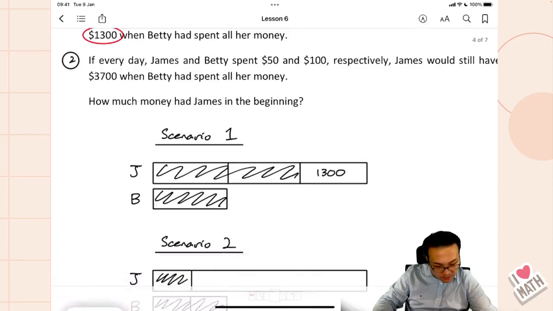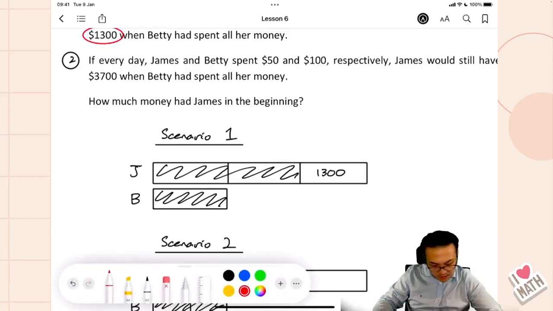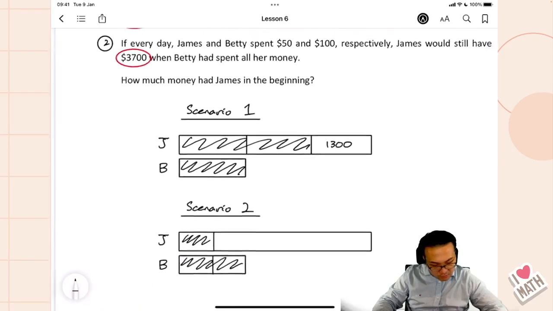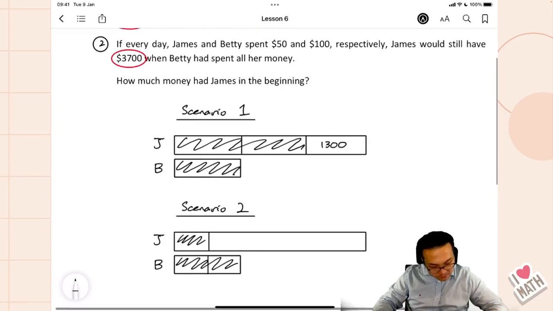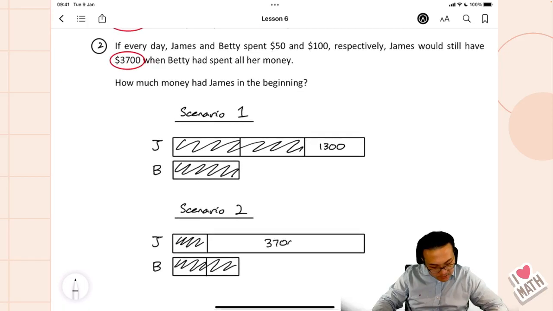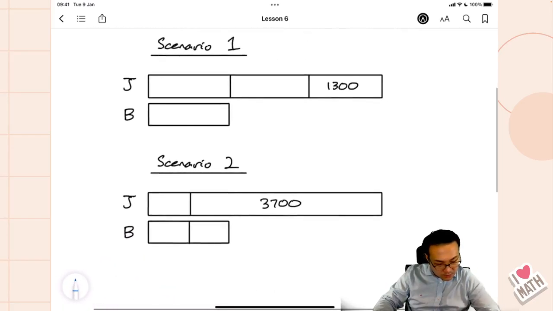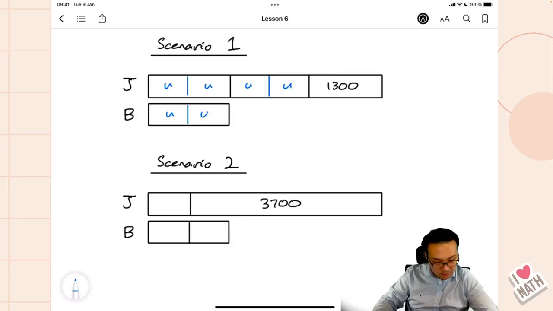So let me circle that. Okay, there. James still has $3,700 left. So we can write down here $3,700 left. Okay, students? You notice that our units have different sizes. Now I'm going to make the units all the same size, okay? So let's just cut it like that. Okay, now I can say this is 1 unit, 1 unit, 1 unit, 1 unit, 1 unit, 1 unit, 1 unit, 1 unit, 1 unit.